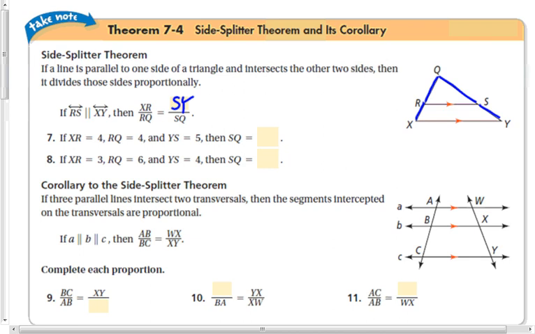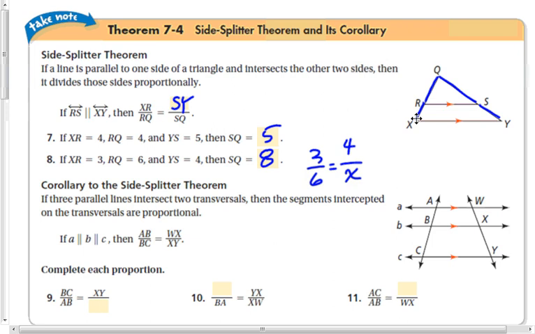So if XR equals 4 and RQ equals 4 and YS equals 5, then SQ equals 5. If XR equals 3 and RQ equals 6 and YX equals 4, so here we have a ratio of 3 to 6. We need the same ratio in the other one, so that would be 4 over 8, since both ratios need to be 1/2.